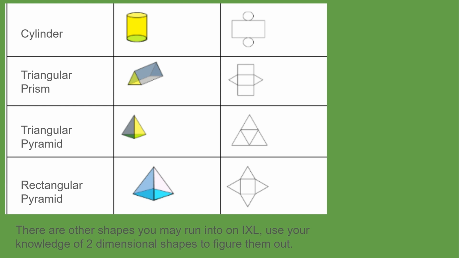And on the bottom, it just says there are some other shapes you may run into in IXL. Just use your knowledge of two-dimensional shapes to figure them out. So like there might be one with an octagonal base, so that would be an octagonal prism. Anything that's a pyramid has points on the top. As you can see, the prisms have rectangles as their sides. So when you get to the IXL topics, you should be able to figure those out based on knowing your other shapes that we worked on earlier this quarter.